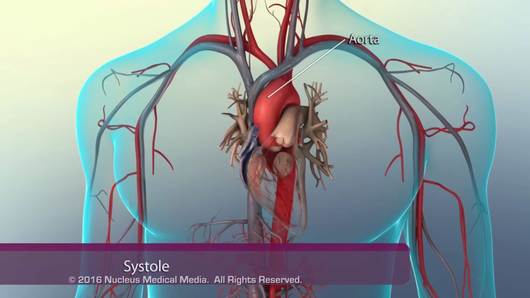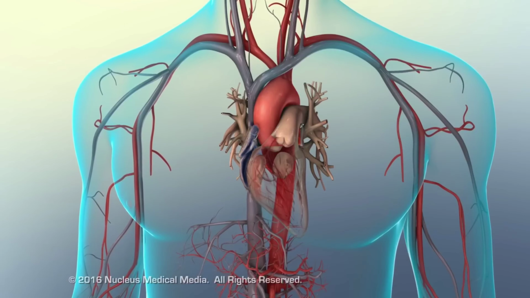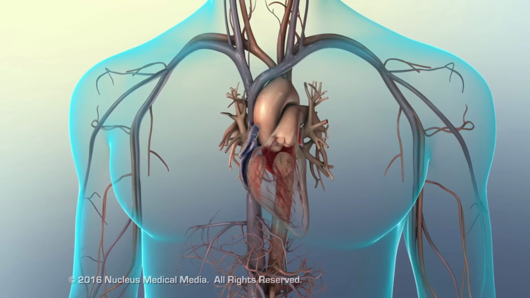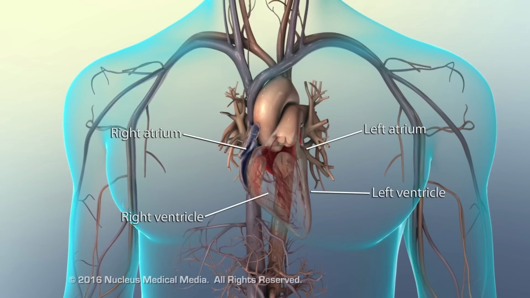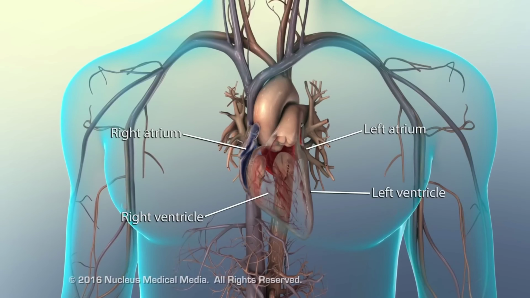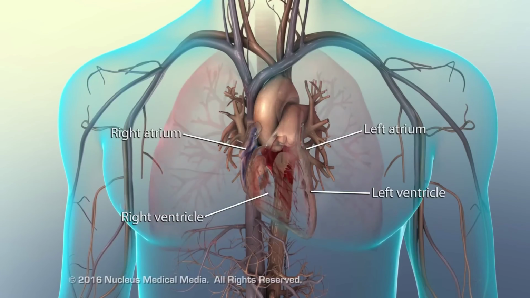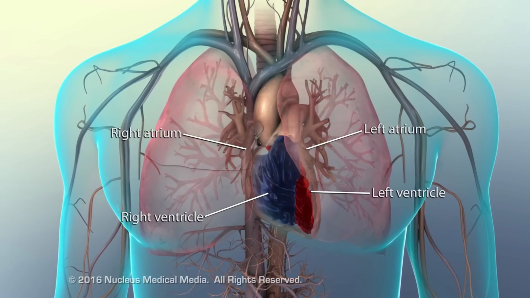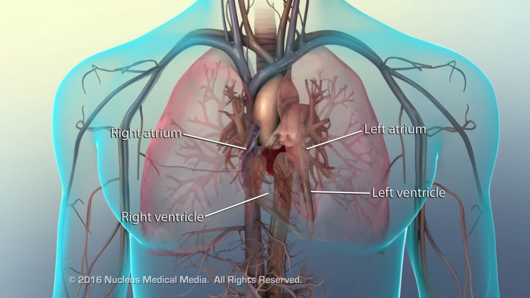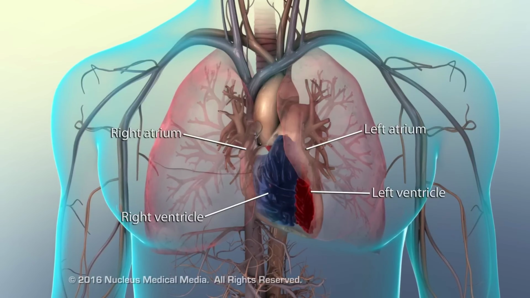After ventricular systole, the cardiac cycle begins again as both the atria and ventricles enter diastole to allow the heart to fill with blood. Normally, this cycle repeats 60 to 100 times a minute.